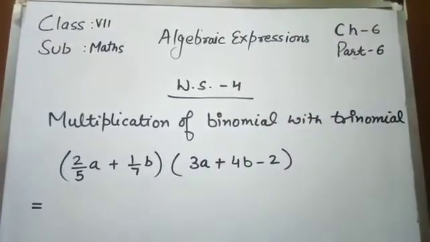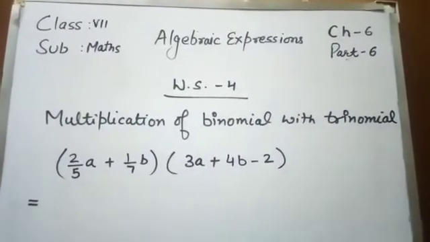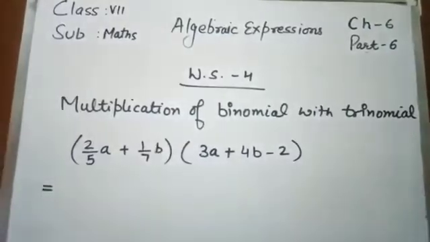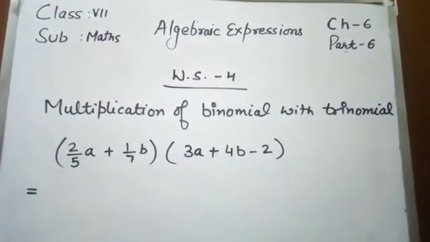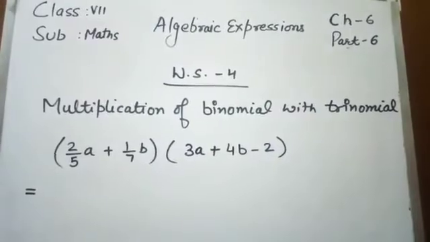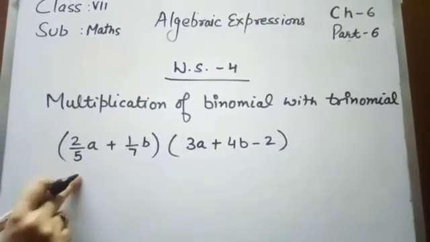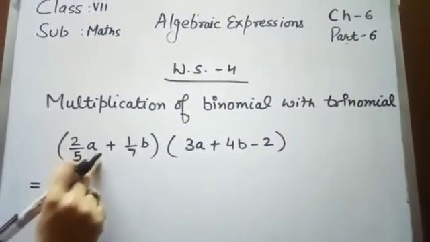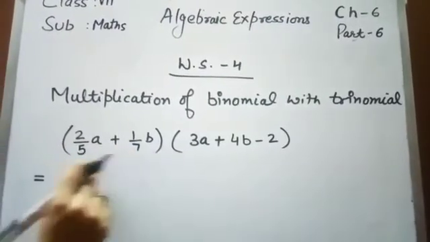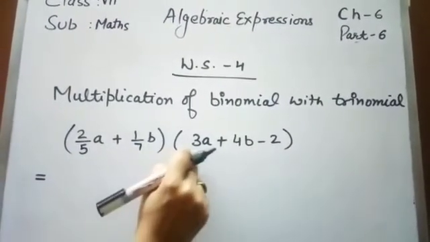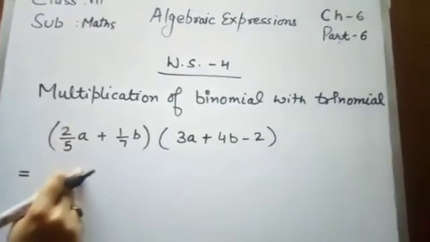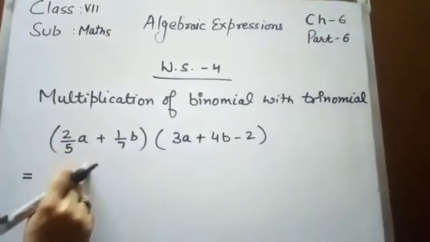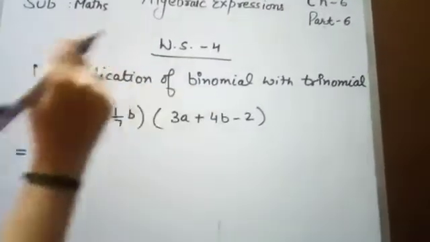Hello students, in today's e-lecture, with the continuation of the chapter algebraic expression, we will learn about the multiplication of binomial with trinomial. One example I am taking here: 2/5 a plus 1/7 b. This is a binomial, and 3a plus 4b minus 2. This is a trinomial. So we will learn how to multiply a binomial with a trinomial.